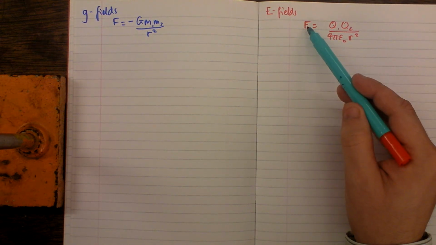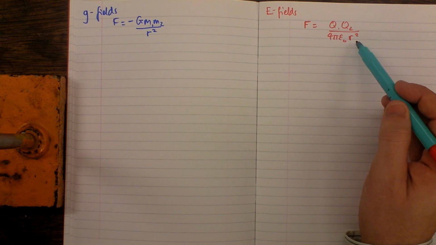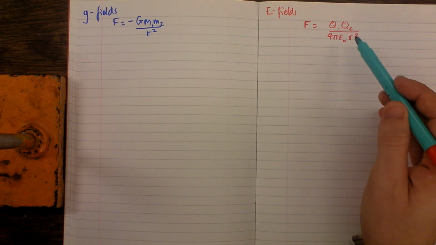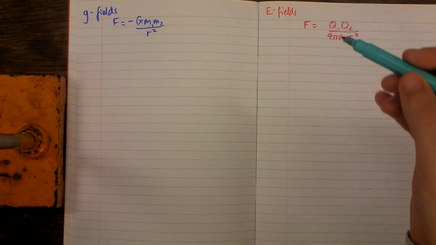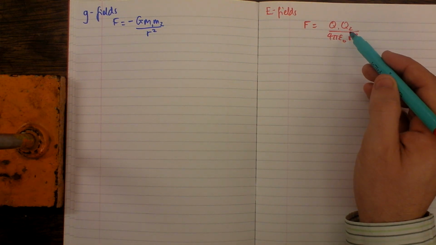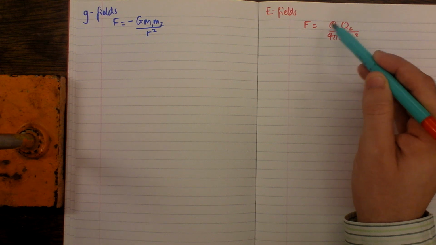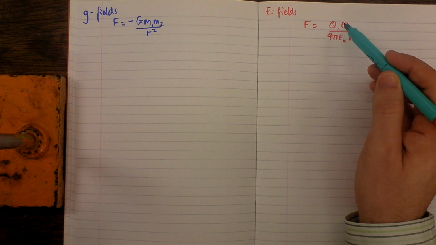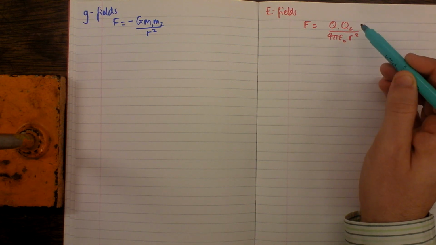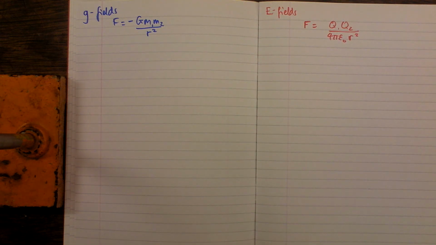But here we have a force between two charges that is proportional to the product of the charges and inversely proportional to the square of the distance between them. Exactly the same mathematical pattern, which is good to know. Notice the lack of minus sign. That's because this would be a repulsive force if the two charges are the same sign. So two positive charges would give you a repulsive force. Two negative charges would give you a repulsive force. However, if you have one positive and one negative charge, we end up with a minus sign. So similar to gravity, that becomes an attractive force.